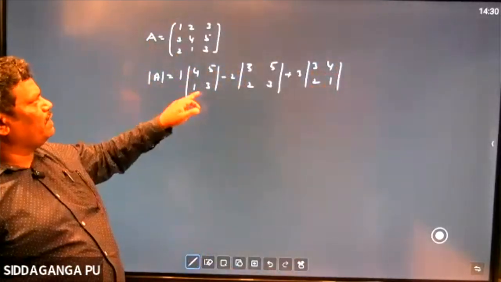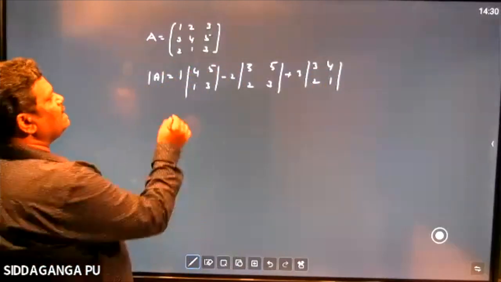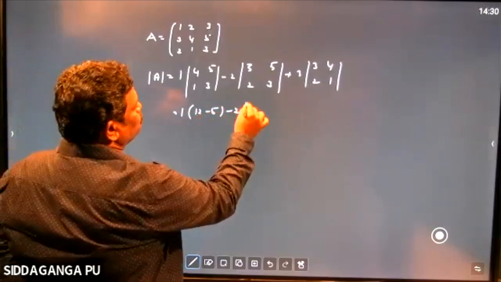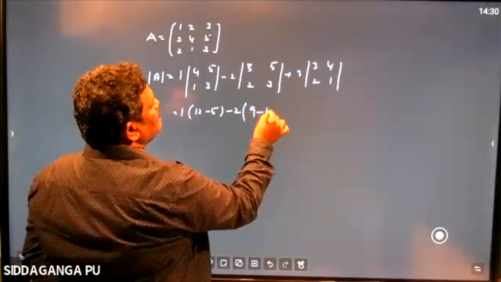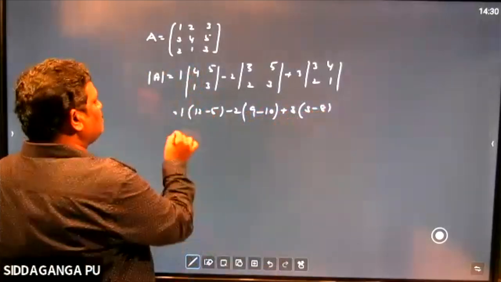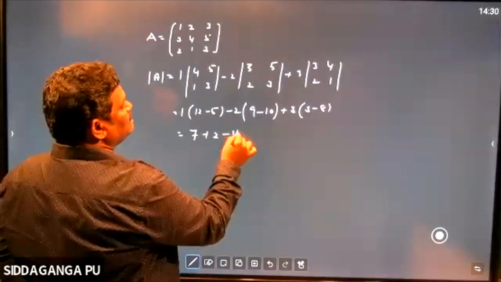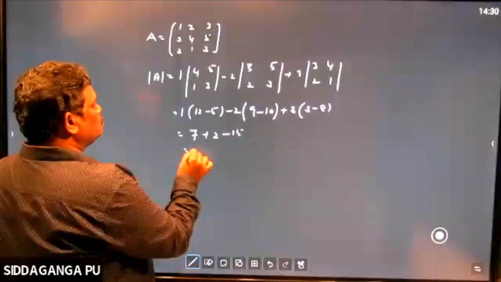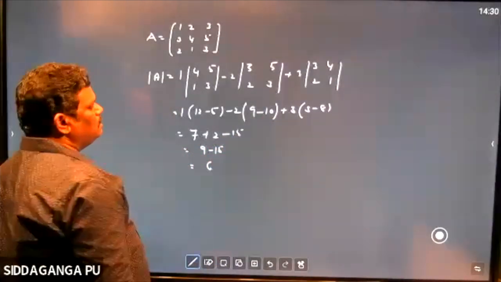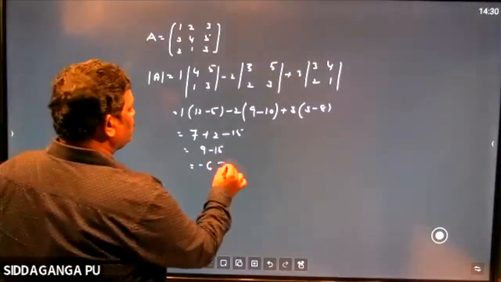First we choose 4, 5, 1, 3. Second, we choose 3, 5, 2, 3. Next, 3 we choose 3, 4, 2, 1. Now we calculate: 1 into (12 minus 5), minus 2 into (9 minus 10), plus 3 into (3 minus 8). That gives 7 plus 2 plus, here, minus 15. 3 fives are 15. So 9 minus 15 is equal to minus 6. So the determinant is minus 6, okay? This value is not equal to 0.